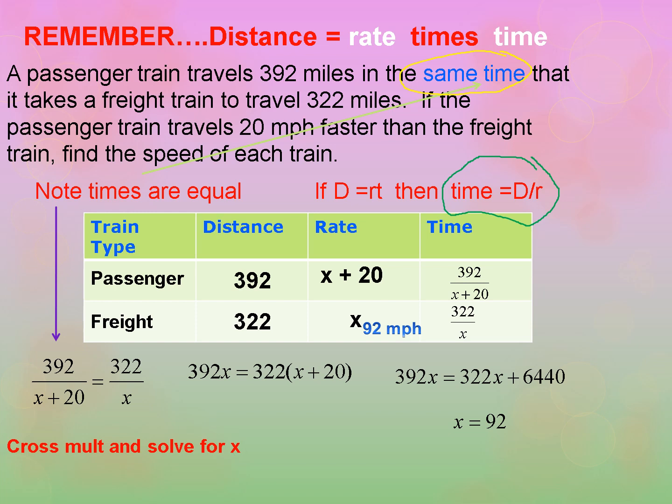But how do we find the passenger train? The passenger train is x plus 20. What is x plus 20? 92 plus 20, and that comes out to 112 miles per hour. So you found the speed of each train. Let's move on.